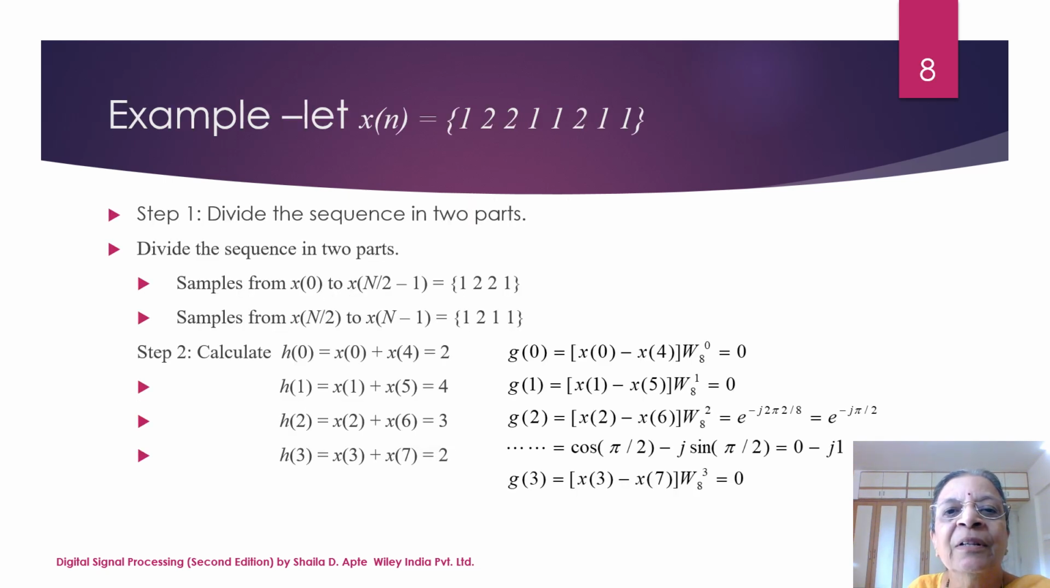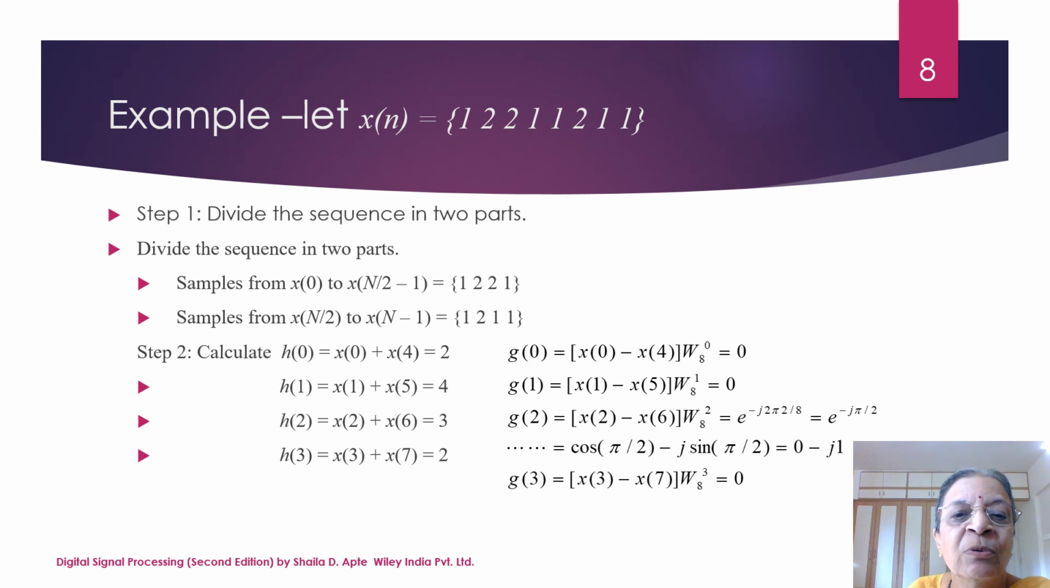So let us consider the problem of the 8-point sequence 1 2 2 1 1 2 1 1. This is, suppose, the sequence given to you, and you are supposed to find the 8-point DFT. Now step 1, what we do is divide the sequence into two parts. So 1 2 2 1 will be on one side, 1 2 1 1 will be on the other side. We take the first 4 samples on one side, the next 4 samples on the other side.